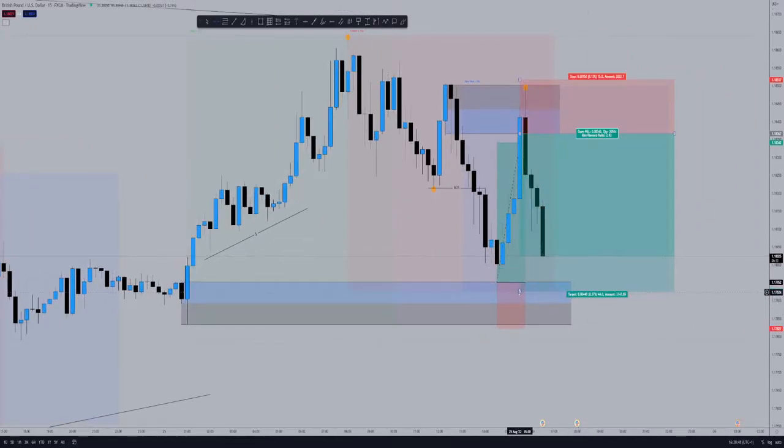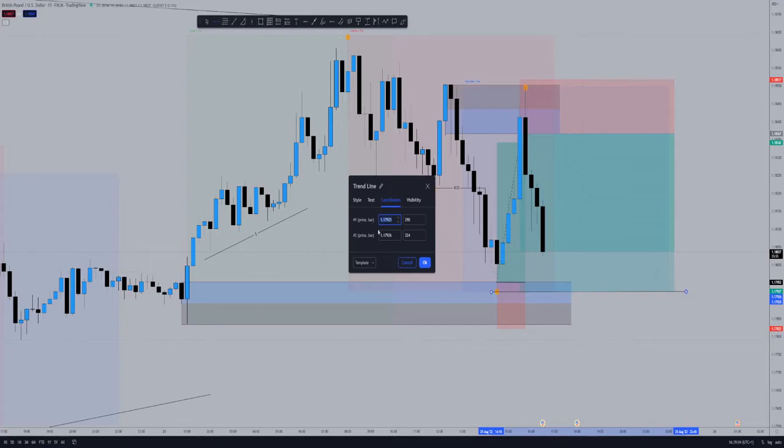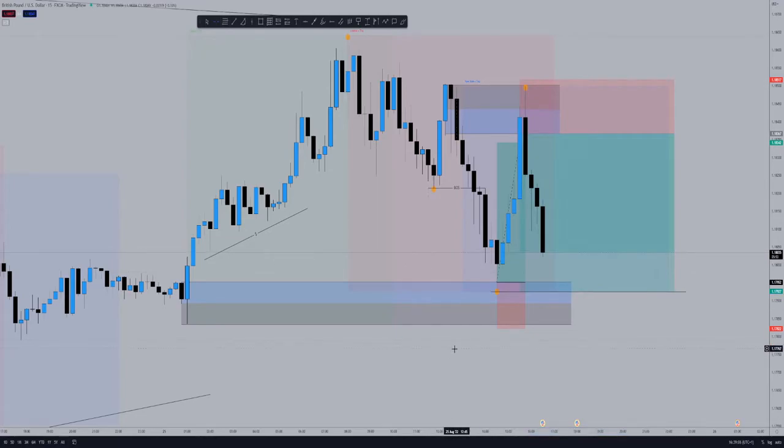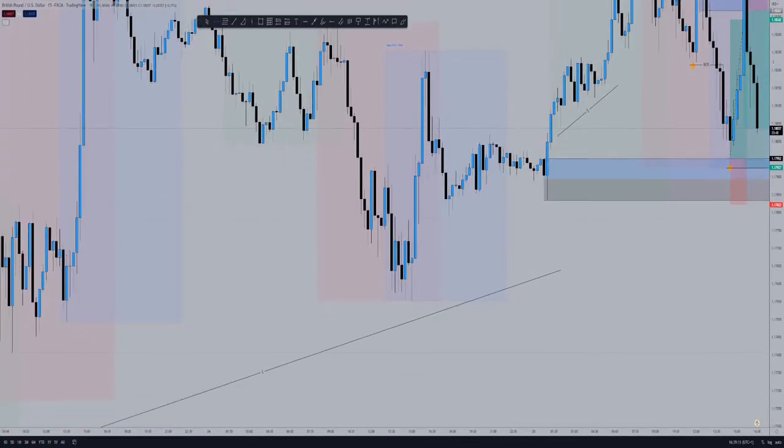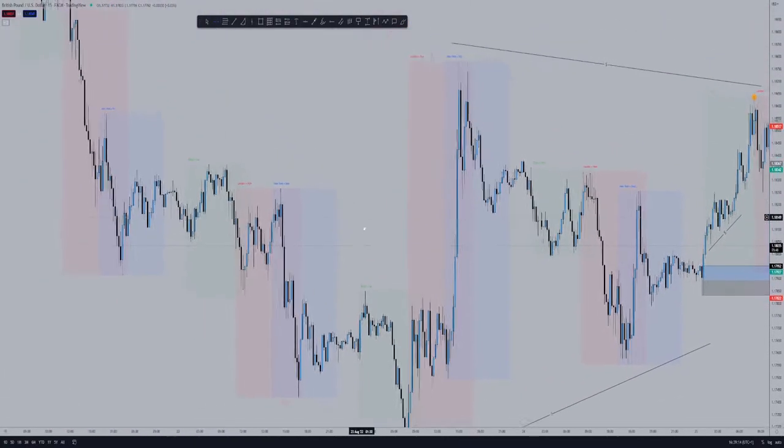The take profit area is this sell side liquidity here. This is our take profit area. So hopefully we can tag that, but this is the sort of analysis for the trade in question.